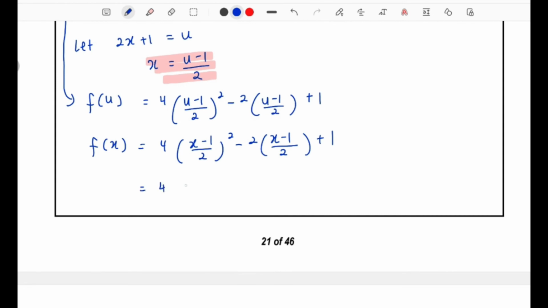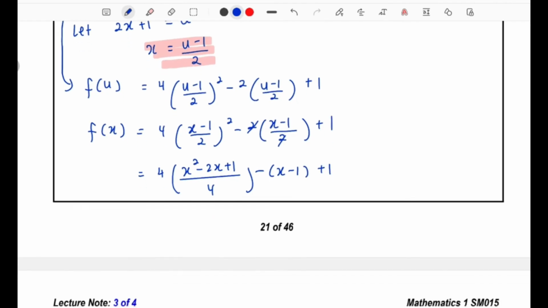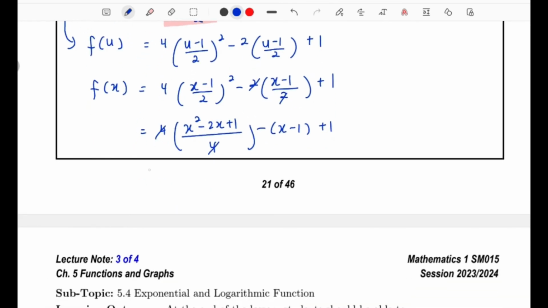4 times x squared minus 2x plus 1 over 4. This one can be cancelled out, so just x minus 1 plus 1. And then 4 can be cancelled out, so x squared minus 2x plus 1 minus x plus 1 plus 1. So x squared minus 3x plus 3.